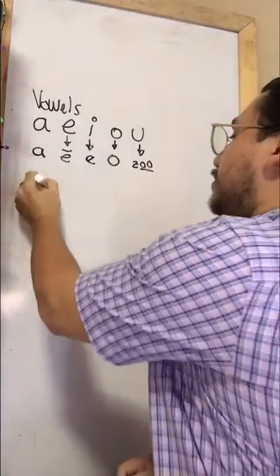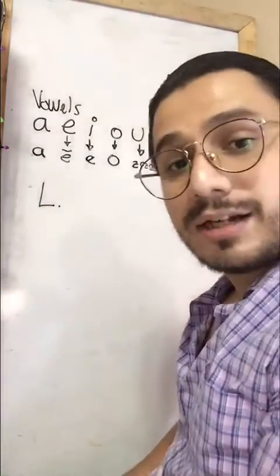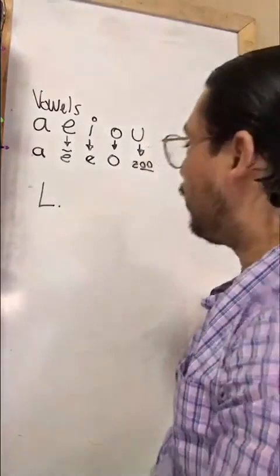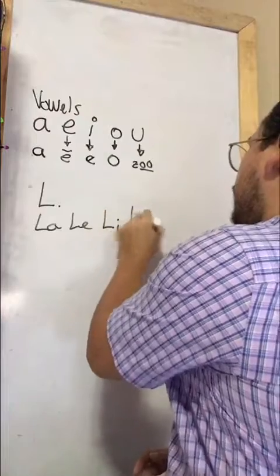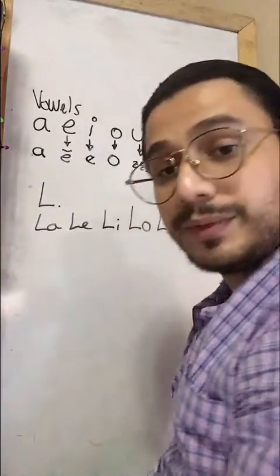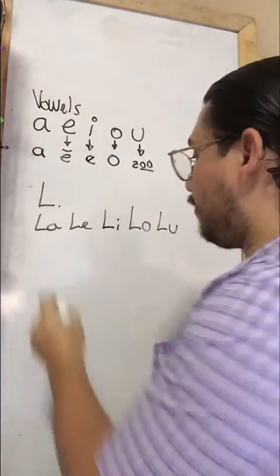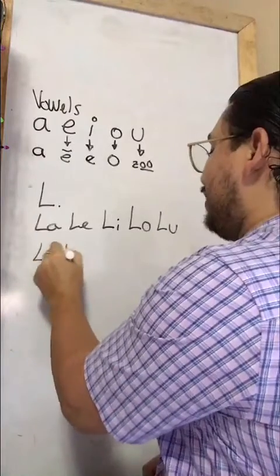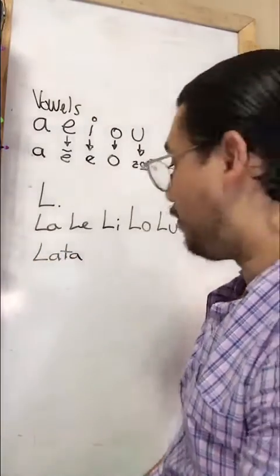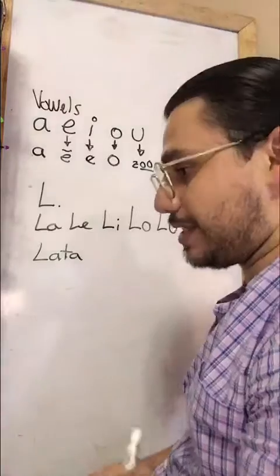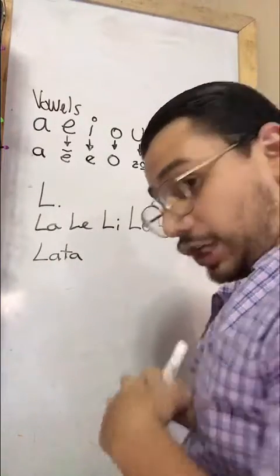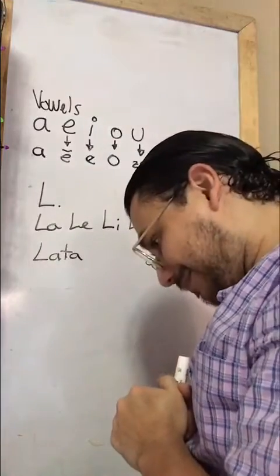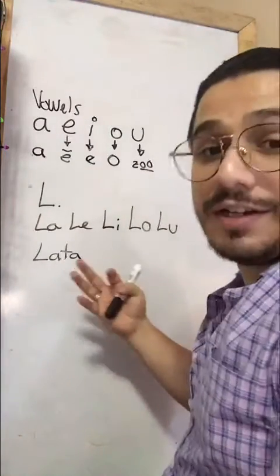Then we have L, and this is gonna be the last one for today. We have la, le, li, lo, and lu. So for la, we have lata. That's a can. But lata is very general. It's a material. A can can be made with a lata. A car can be made with a lata. So this is very general.